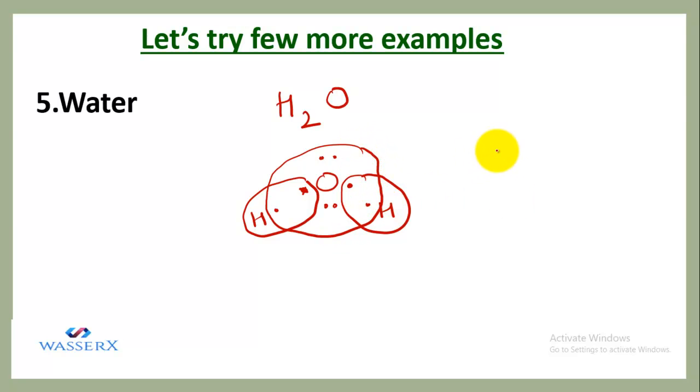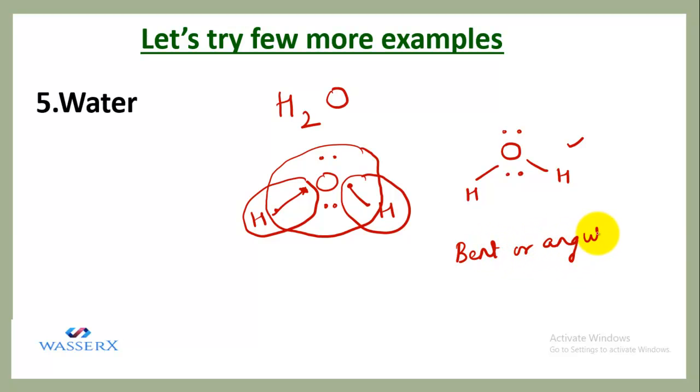So we can indicate by bond lines. This is the single covalent bond. This is also a single covalent bond. So two bond pairs, and these electrons are left unbonded. So that means this indicates the lone pair. So this is how you're going to represent water. And it has a specific geometry. The geometry is called bent or angular geometry.